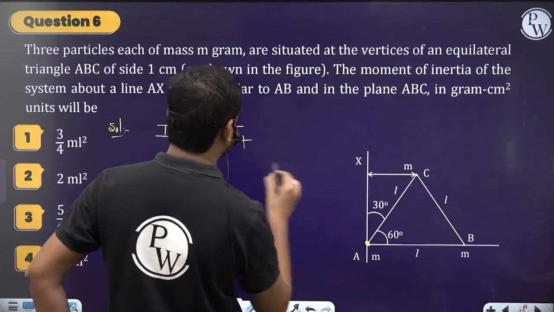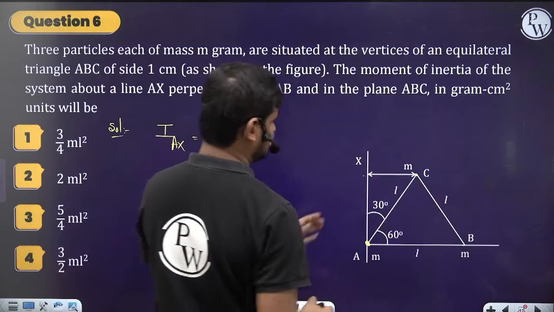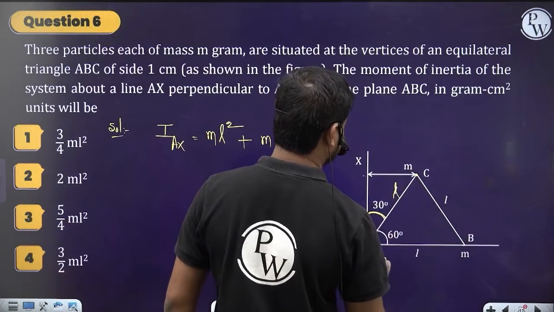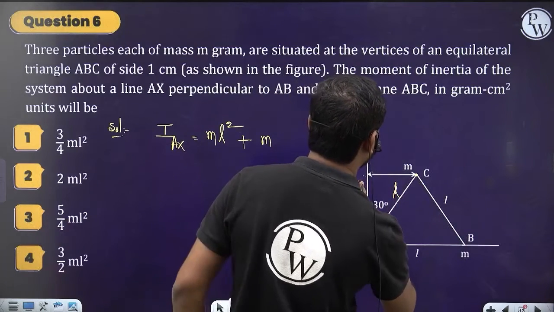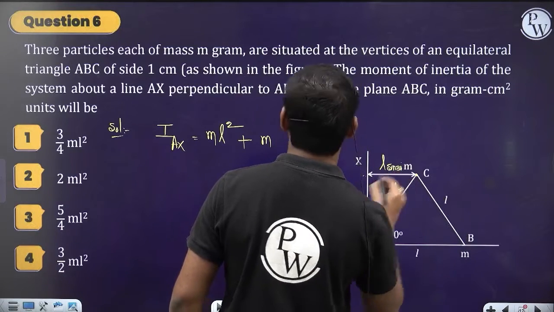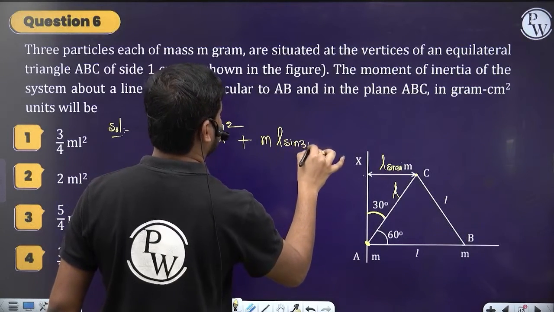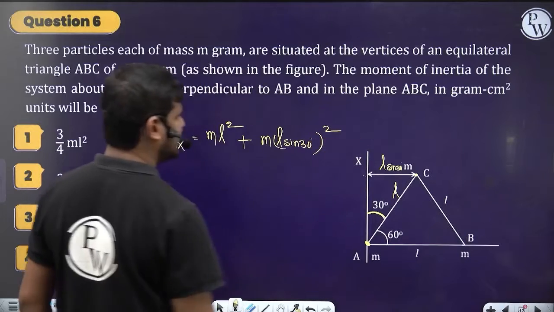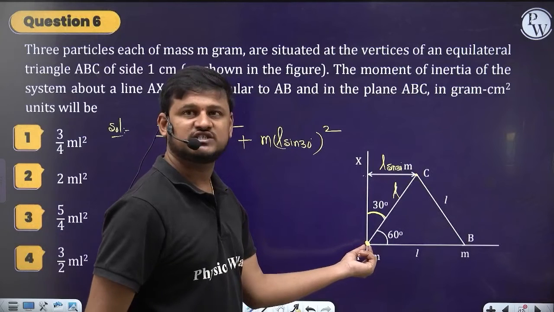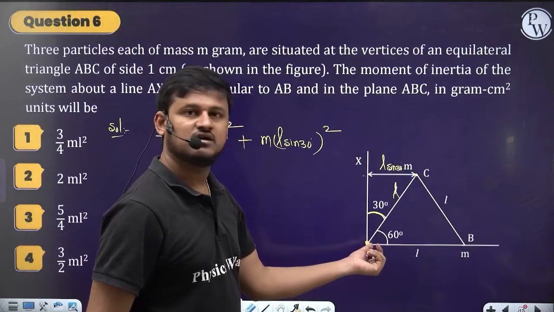So what about this mass? What is this distance, guys? See here, this total length is L, and this angle is 30 degrees. So this side the cos component will come, this side the sin component will come. So this distance is L sin 30, so plus m into L sin 30 whole square. The moment of inertia due to the first mass will be 0. Why? Because R is 0, right? This is the axis. Understood?